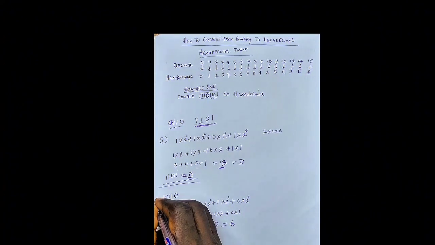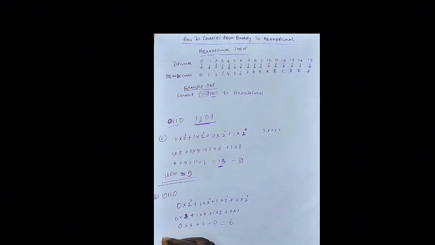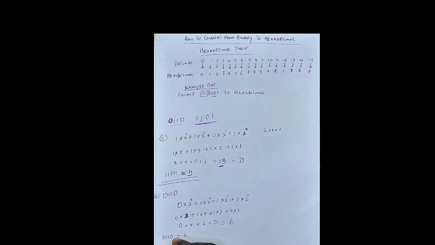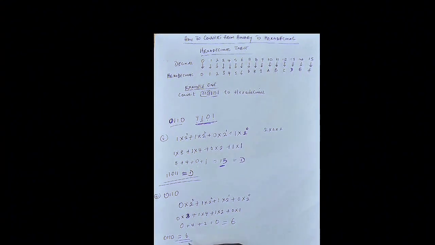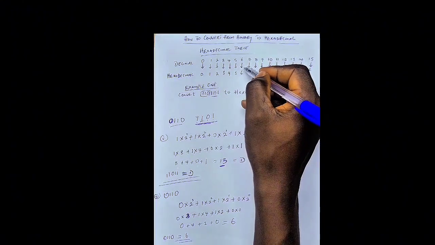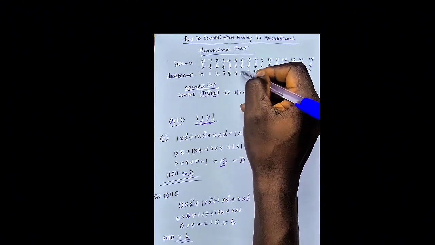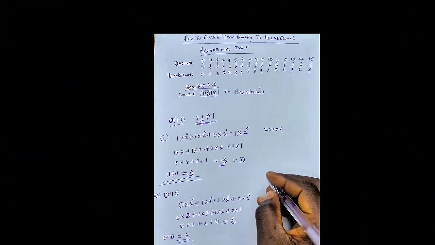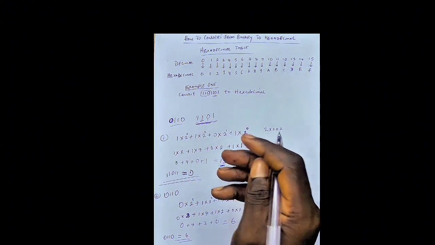So 0110 in binary is equal to 6 in hexadecimal. Now if you check our hexadecimal table, 6 is 6.